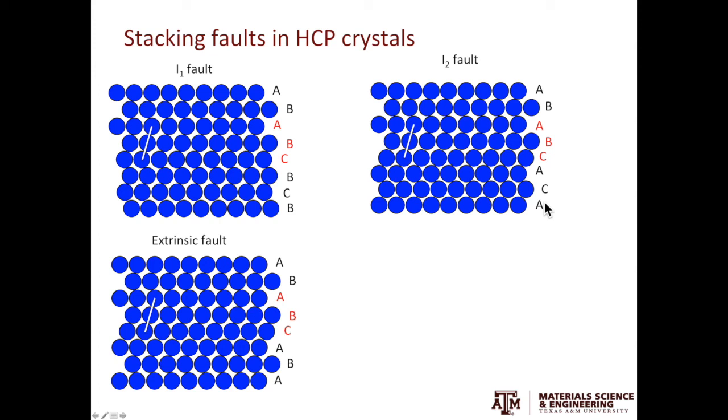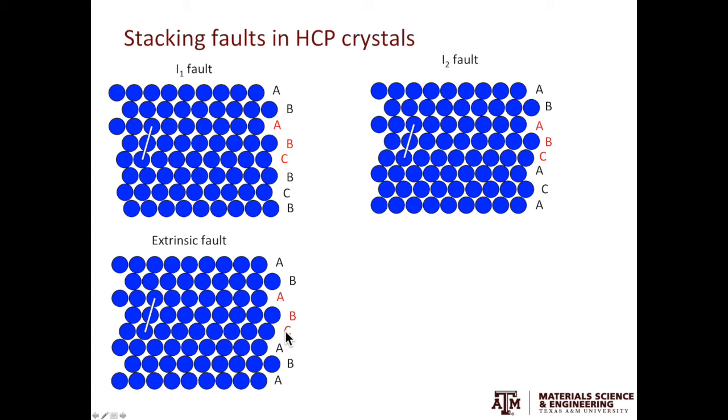You can also have extrinsic fault. Again, you start from AB-AB stacking, then you have C, then it returns back to AB-AB. Note, in the extrinsic fault, before and after the fault, you always have AB-AB stacking. You can view that as inserting an extra plane into the perfect crystal.